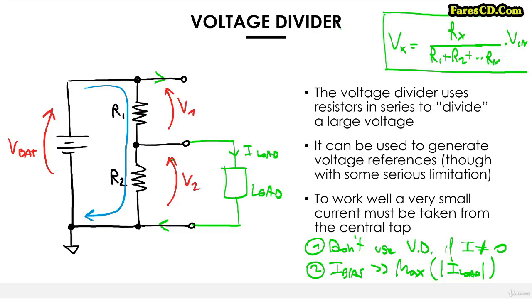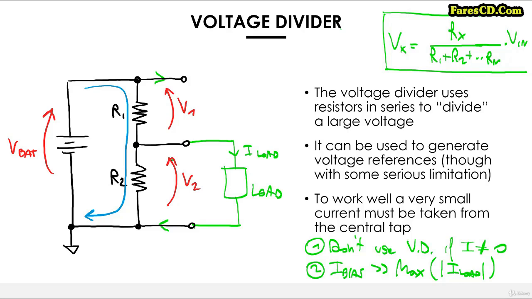This current could be positive or negative. We cannot make an assumption now because we don't know what the load looks like. But we have to be able to calculate the maximum absolute value that the current will ever have, either positive or negative. We need to know what it is. And if we can tell the maximum value of the current, we can make sure that it is much smaller than I bias. When I say much smaller, I mean at least 100 times smaller.